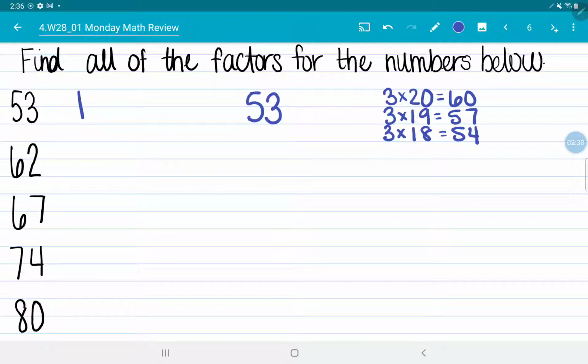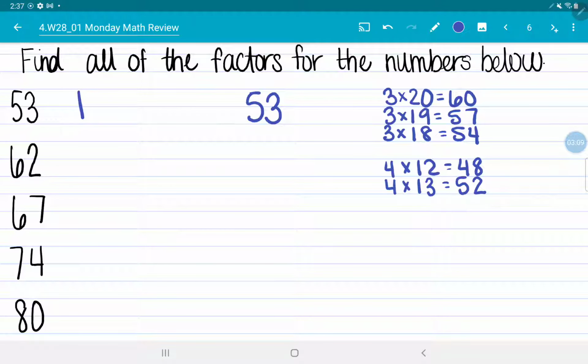How about 4? How can I find out if 4 is a factor or not? Bryce says 4 times 12. 4 times 12 is equal to 48. So I need a little bit more. If I go up and do 4 times 13, that's 52. So that's 1 away, so that would not work.